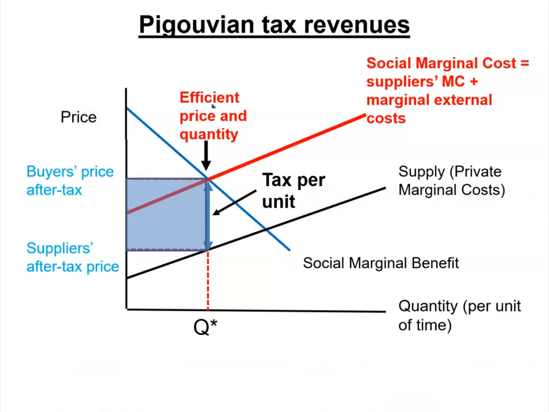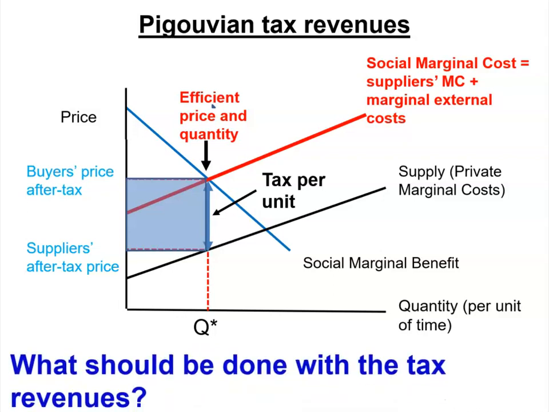Now, one thing that this Pigovian tax does, of course, is it raises revenues. So the revenues are going to be the tax per unit multiplied by the amount that people now end up producing and buying once we've got the tax in place. Well, that raises a question: what should we do with those tax revenues? Economics doesn't really provide a single answer to that. That's kind of a political decision.